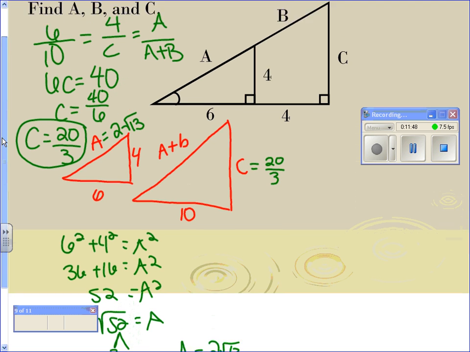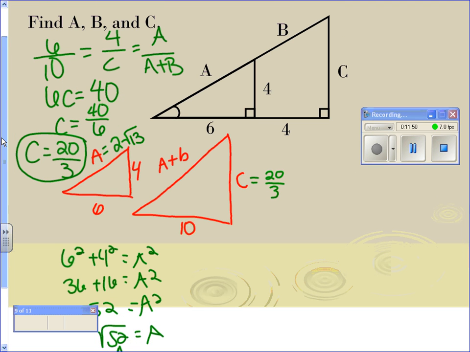There are two different ways you can find out what B equals. I don't care which way you do it. One is to use proportions, and one is to do Pythagorean theorem. You can plug in A here, and then use this proportion and this proportion to find your B, or you can use Pythagorean theorem, 10 squared plus 20 over 3 squared equals A plus B squared. However, once you find whatever that number is, you're going to have to take off your A. Does that make sense? I don't care which way you do it.